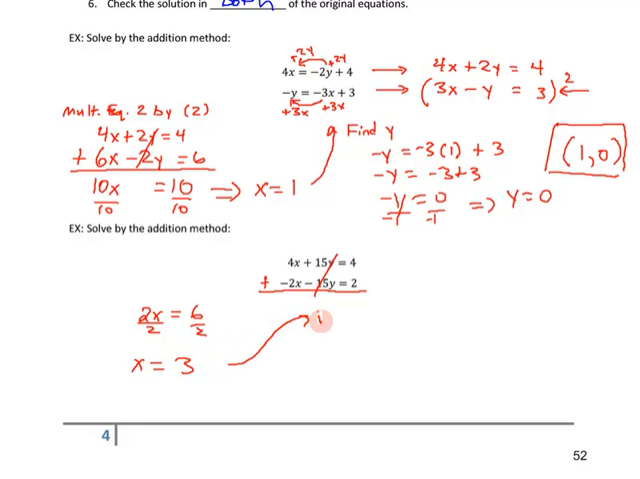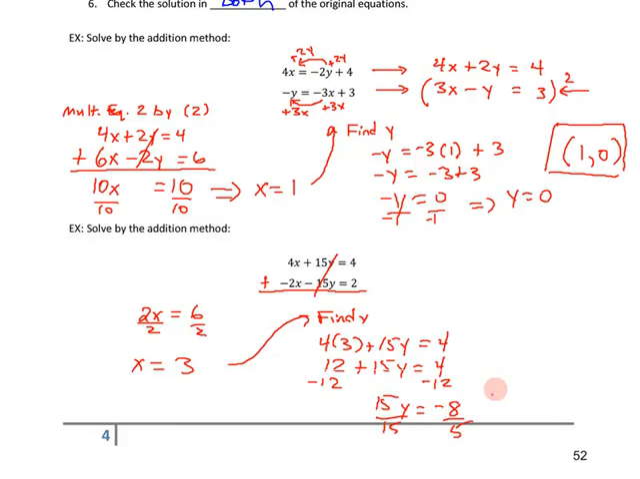Okay, now to find y, I'm going to plug that x equals 3 back into the original equation. So 4 times 3 plus 15y equals 4. Right, that's 12 plus 15y equals 4. Subtracting 12 from both sides gives me 15y is equal to negative 8. Dividing both sides by 15, I get y is negative 8 over 15.